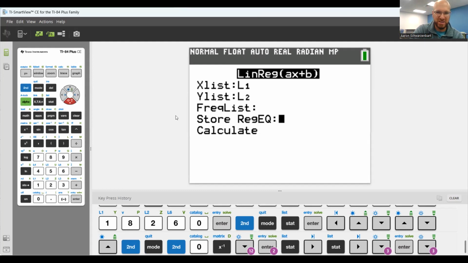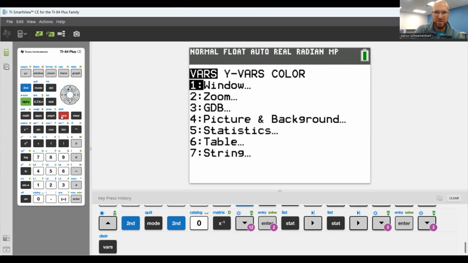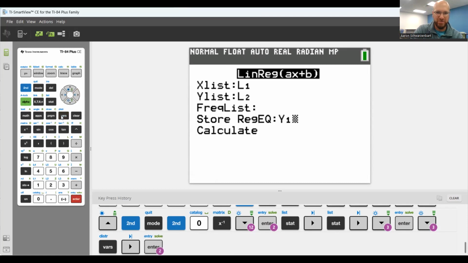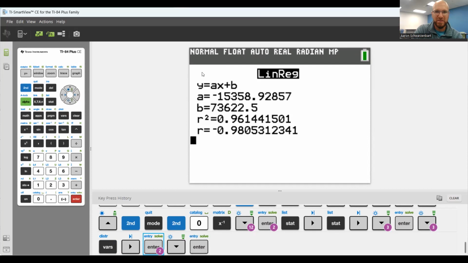Store RegEQ stands for store regression equation. We're going to put it so it shows up in our Y equals and shows up on our graph. We do that with the vars button. You scroll over to Y vars, you select function and Y1. Okay? Now scroll down to calculate. There we go. Hit enter.